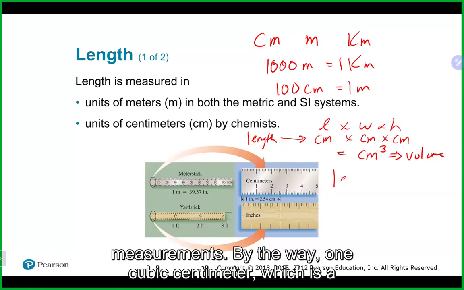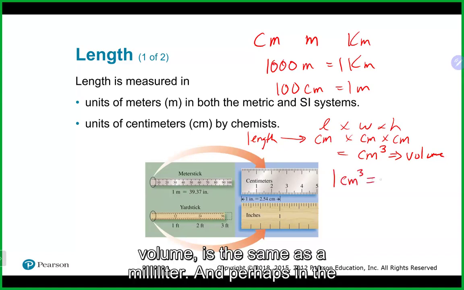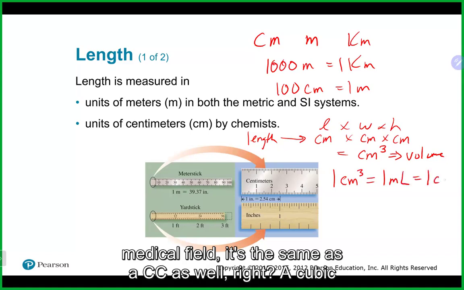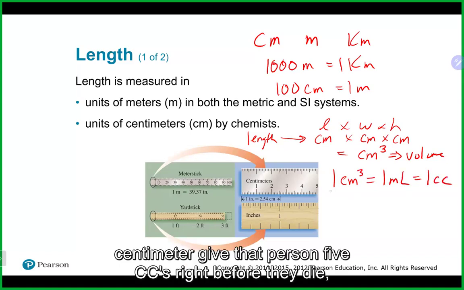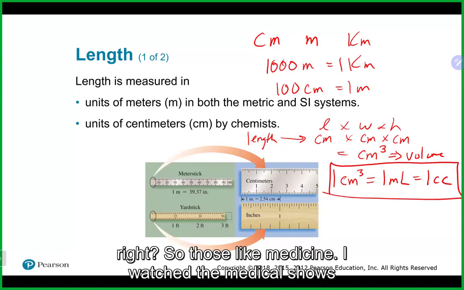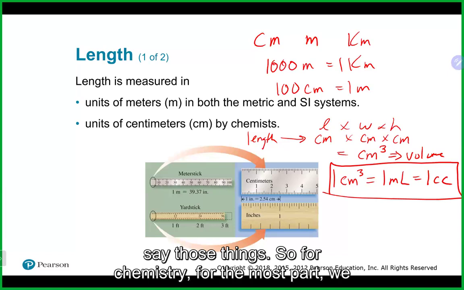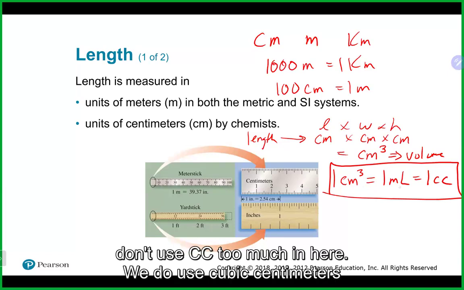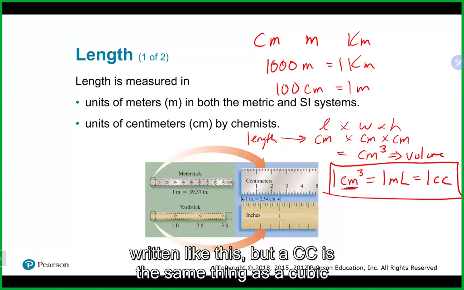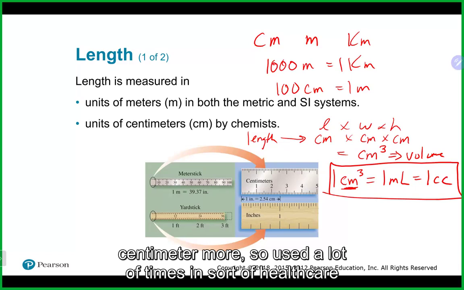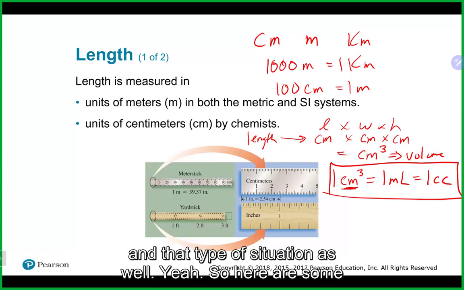By the way, 1 cubic centimeter, which is a volume, is the same as a milliliter. And perhaps in the medical field, it's the same as a cc as well, right? A cubic centimeter, give that person 5 cc's right before they die, right? I watch the medical shows occasionally, so they give you those type of things when they say those things. So for chemistry, for the most part, we don't use cc too much in here. We do use cubic centimeters written like this, but a cc is the same thing as a cubic centimeter. More so used a lot of times in healthcare and that type of situation as well.